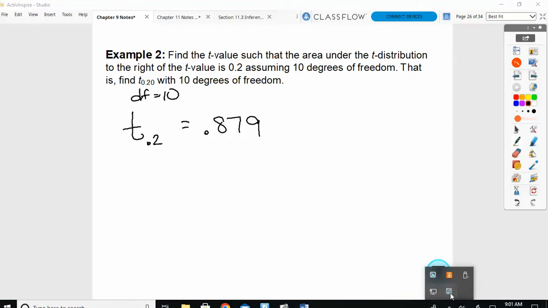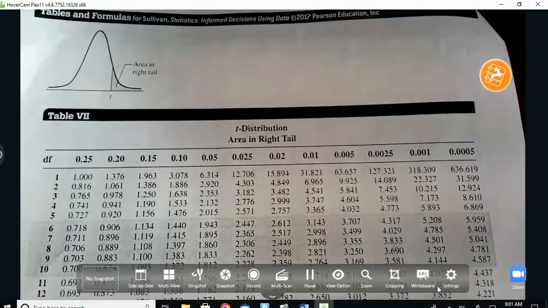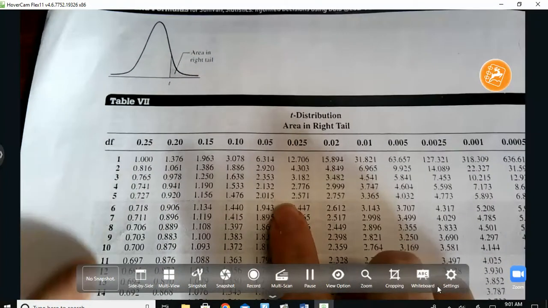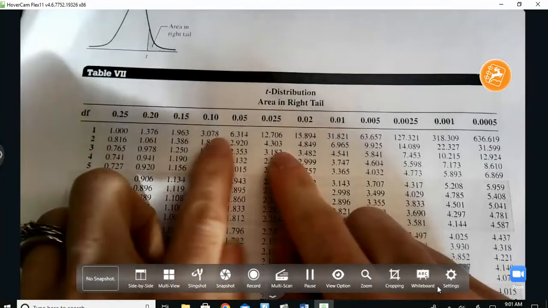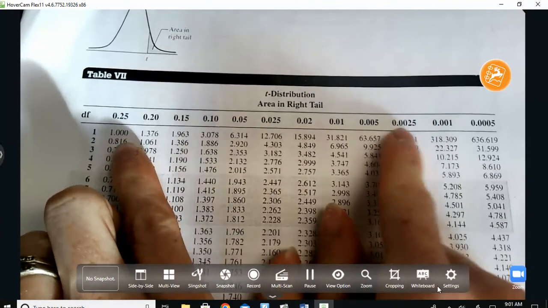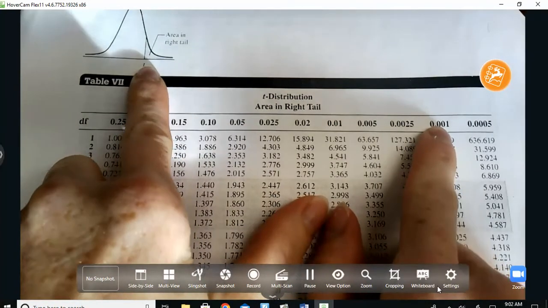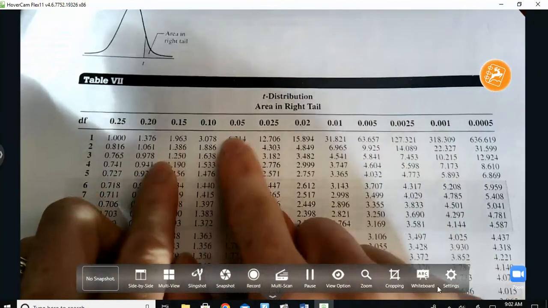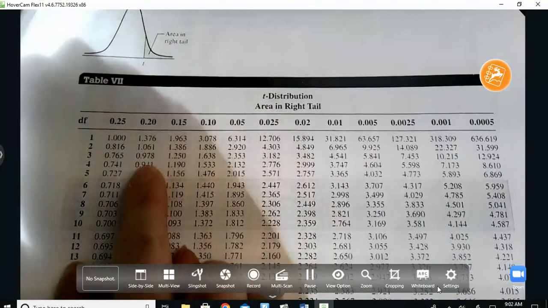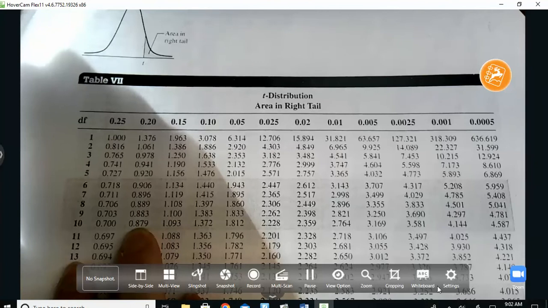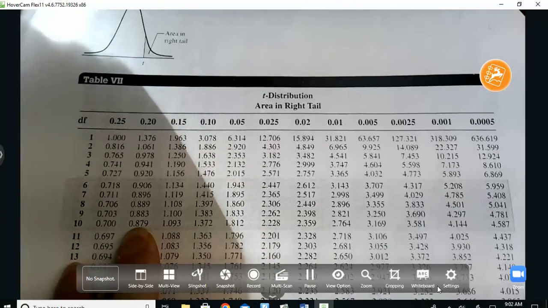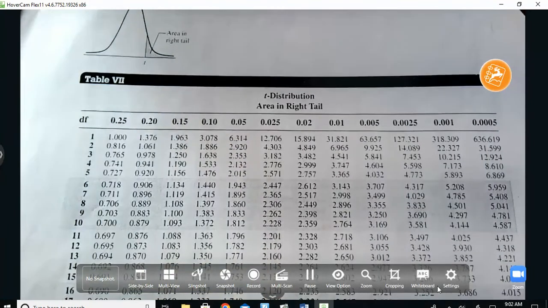I want to make sure how the t table is set up. Degrees of freedom are here. These numbers at the top are actually the areas in this table, so those are the probabilities. So we had 0.2, 10 degrees of freedom, so my t value is 0.879. All right, so everybody see where I'm getting that?